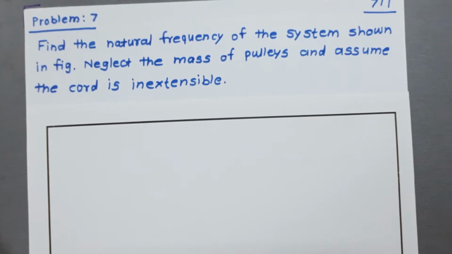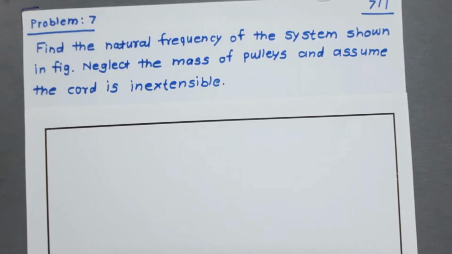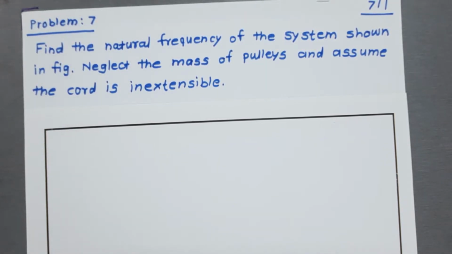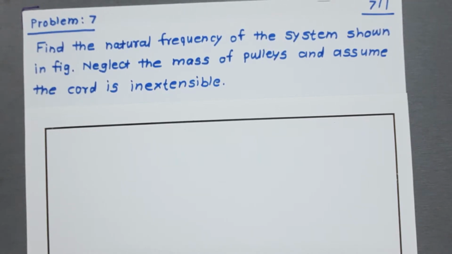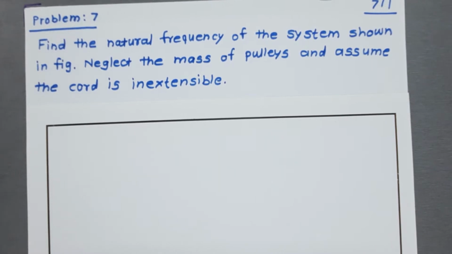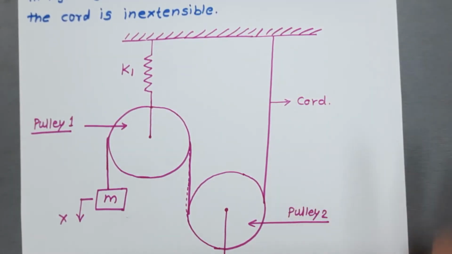Today we are going to solve a numerical to determine the natural frequency of a given system. So, find the natural frequency of the system as shown in the following figure. Neglect the mass of the pulleys and assume the cord is inextensible. So, this is the diagram.